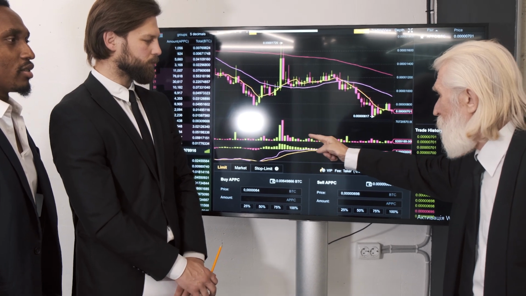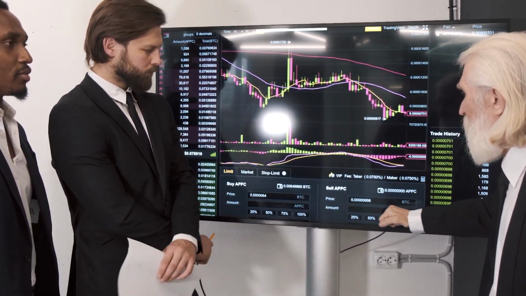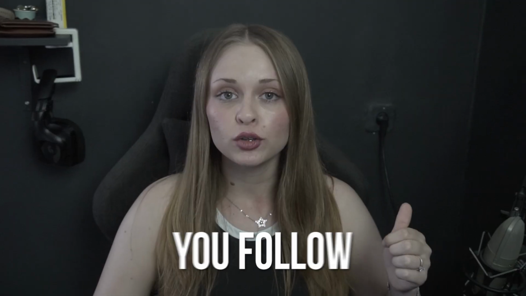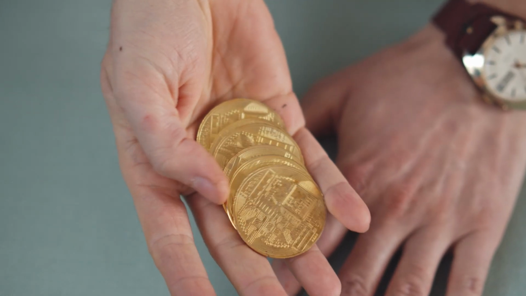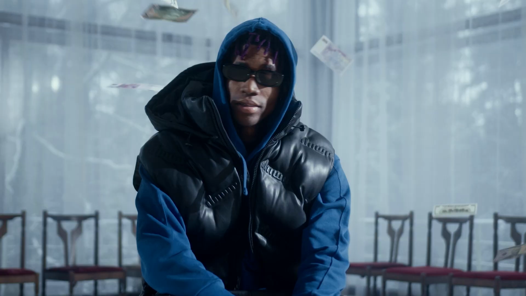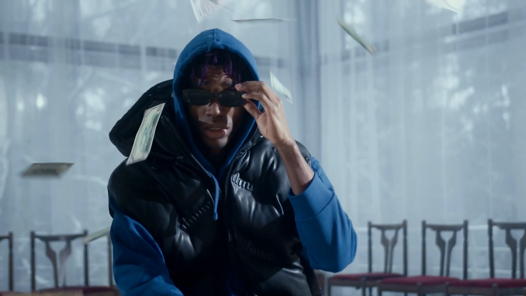Here's the connection. Relying on indicators without understanding them is exactly the same trap. You follow blindly, you ignore context, you make reckless decisions, and you end up losing money. So respect your money management, don't increase size, and stay patient. As I always say, trading is a marathon, not a sprint. $10 to $100 wasn't magic. It was observation, patience, and understanding how to interpret the tools that I have.